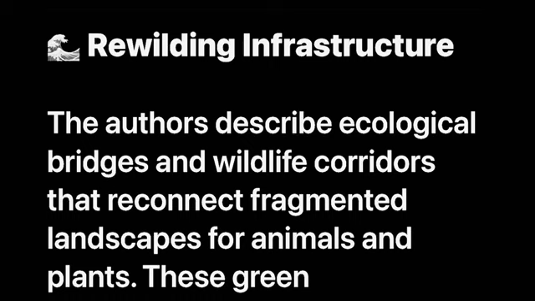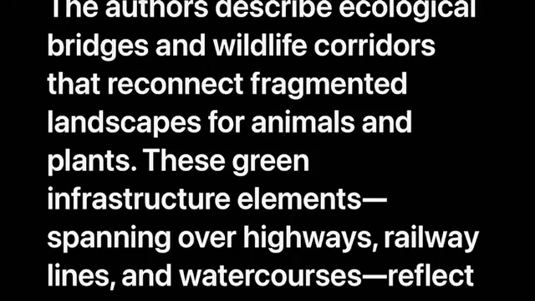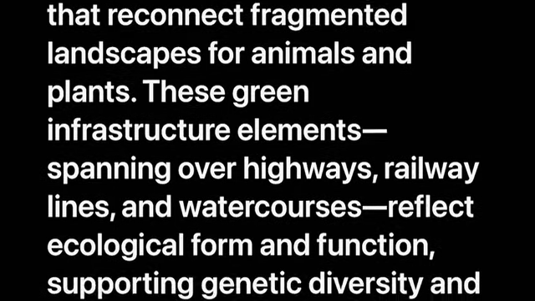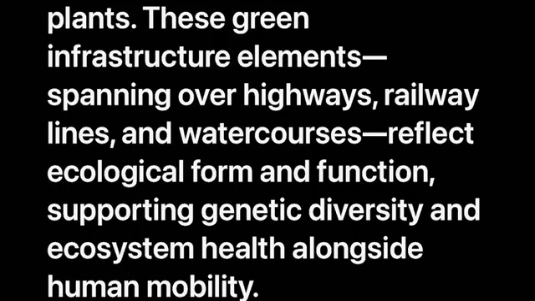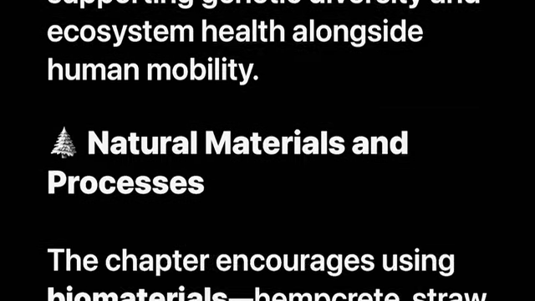Rewilding infrastructure. The authors describe ecological bridges and wildlife corridors that reconnect fragmented landscapes for animals and plants. These green infrastructure elements, spanning over highways, railway lines, and watercourses, reflect ecological form and function, supporting genetic diversity and ecosystem health alongside human mobility.